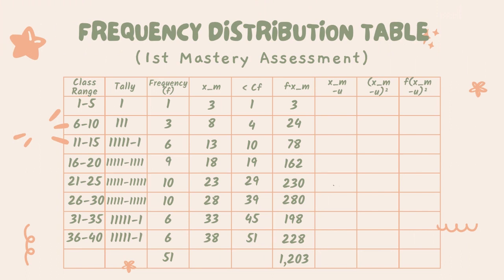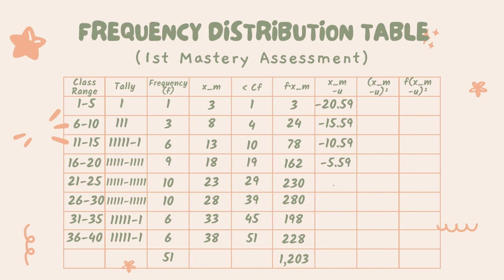Now, for the x sub m minus the mean, we will take the mean, which is 23.59, and subtract it from the corresponding x sub m. Starting from 3 minus 23.59, we will get negative 20.59. Then next, 8 minus 23.59 is equal to negative 15.59. 13 minus 23.59 is equal to negative 10.59. 18 minus 23.59 is equal to negative 5.59.